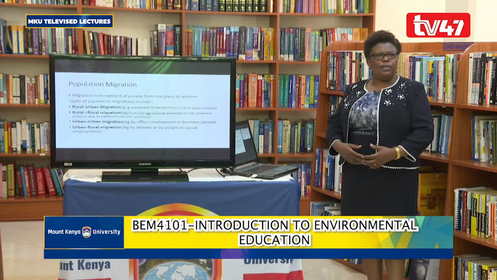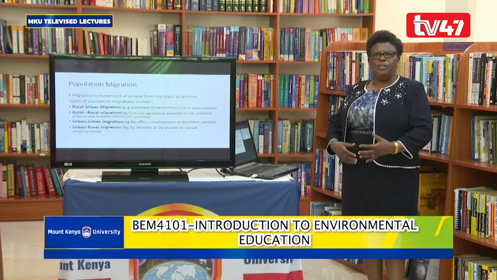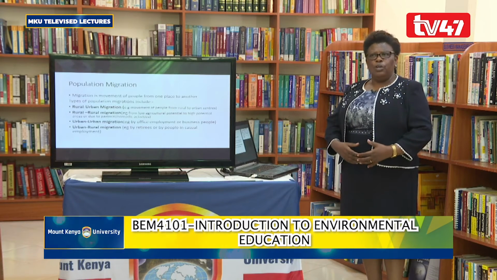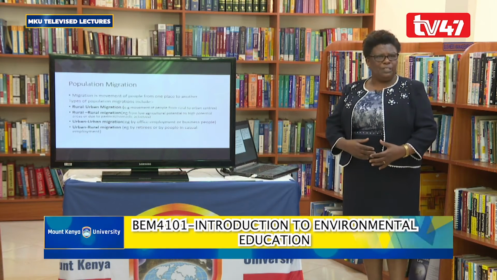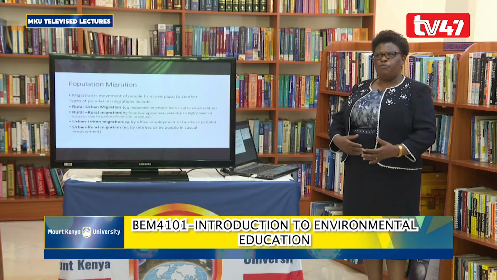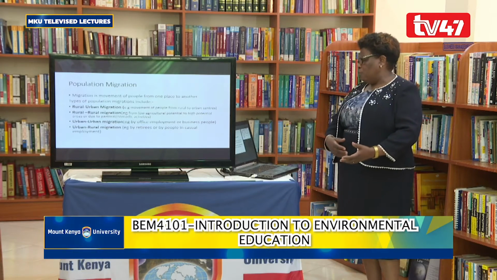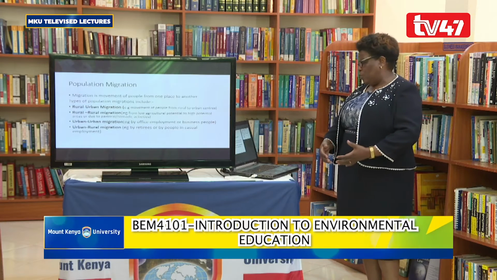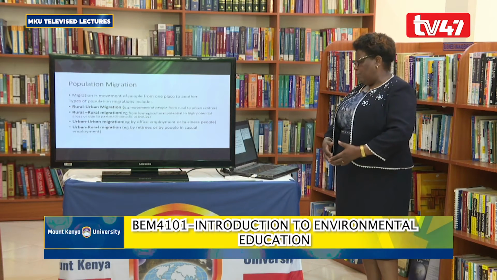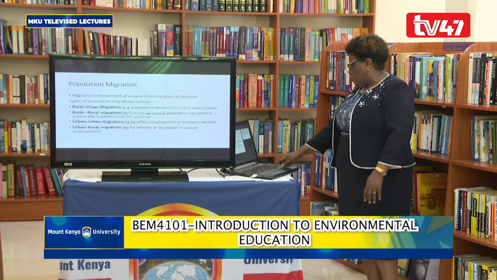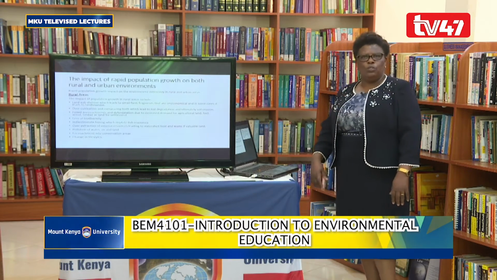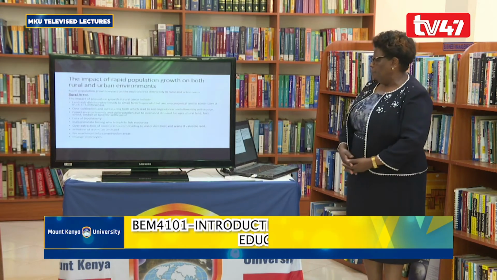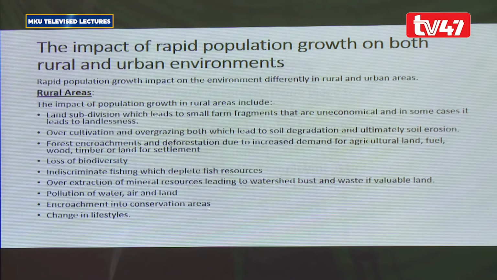Going back to the population transition theory and the various stages that we saw, you realize that population cannot be static. People will keep on moving from one area to another, either from rural to urban areas, from rural to rural areas, or from urban to rural migration. However, our concern today is to look at rapid population growth rate on rural and urban environments.